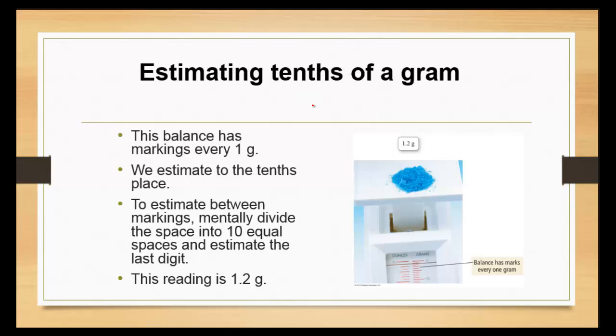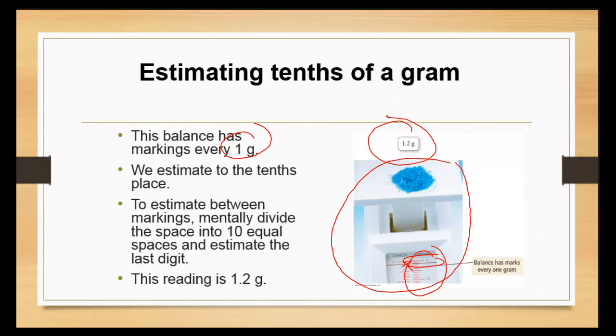So let's take a look at this scale. The markings on this scale here are in 1 grams. So, when estimating, because it's in 1 grams, we want to estimate 1 digit past that, which would be the 10th place. To do this, you look between them. So here's the marking here of where the scale is lying. It's past the 1, but not quite towards the 2. They've estimated it to be 1.2 grams.